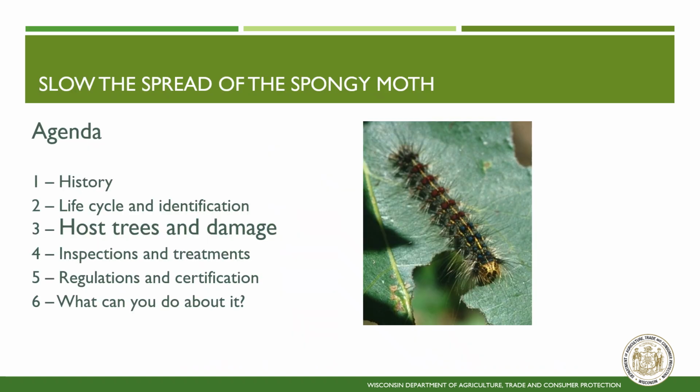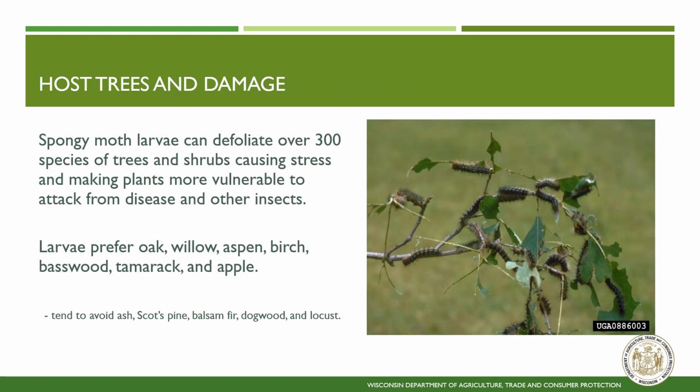Now we will learn about spongy moth hosts and the damage they can cause. Spongy moth caterpillars or larvae will feed on the leaves of up to 300 species of trees and shrubs, but they prefer feeding on oak, willow, aspen, birch, basswood, tamarack, and apple.